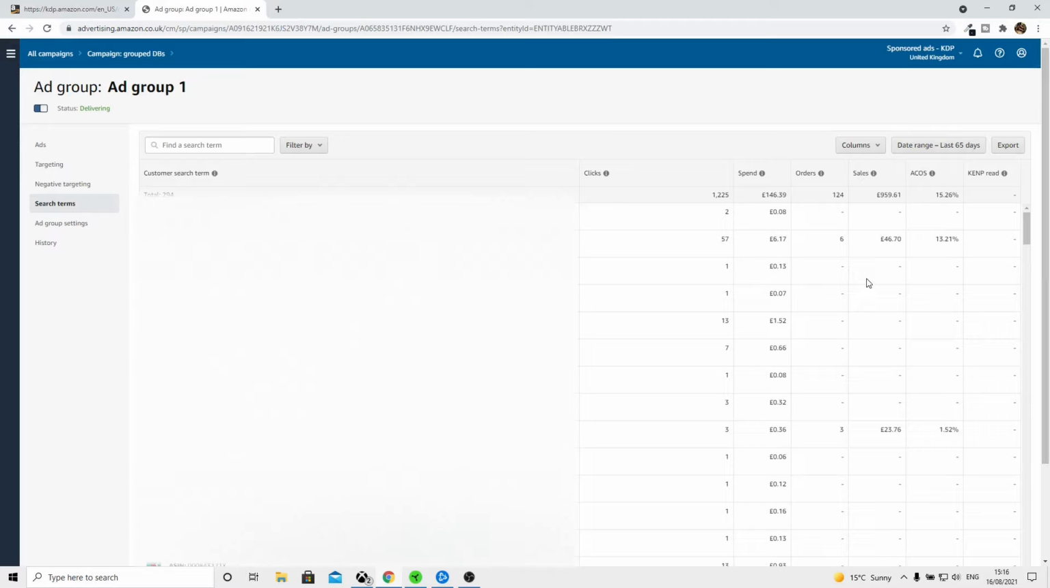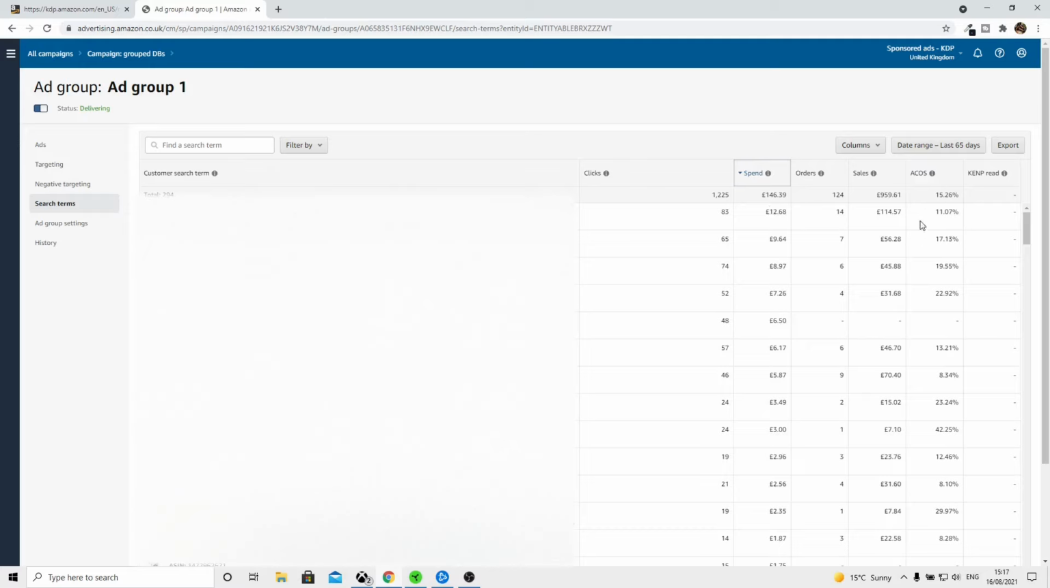So what we can do here, and what I like to do, is I come to the spend option here and I sort it by what I'm spending money on. Okay, so let's click that. I want to see what I'm spending the most money on in terms of my clicks, and I want to see where I'm getting clicks and spending money but not having any sales in return. Okay, so as I can see here, this is a great example.